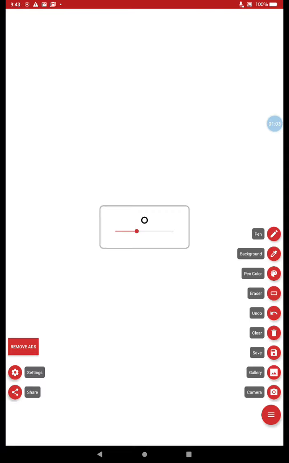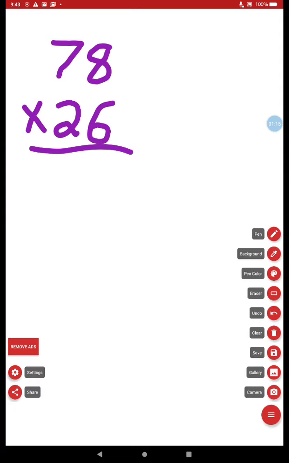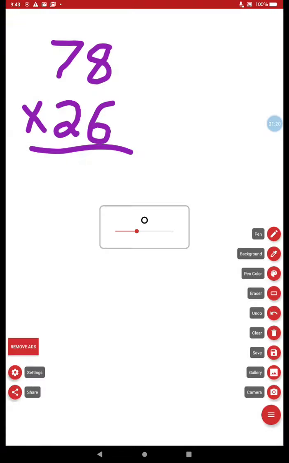First example is going to be 78 times 26. Now, when we're working with these different multiplication problems, you might remember that you can draw a box or do the two-step method. Because the two-step method is the traditional way that most of your parents are used with, that's the way I'm going to focus on today.